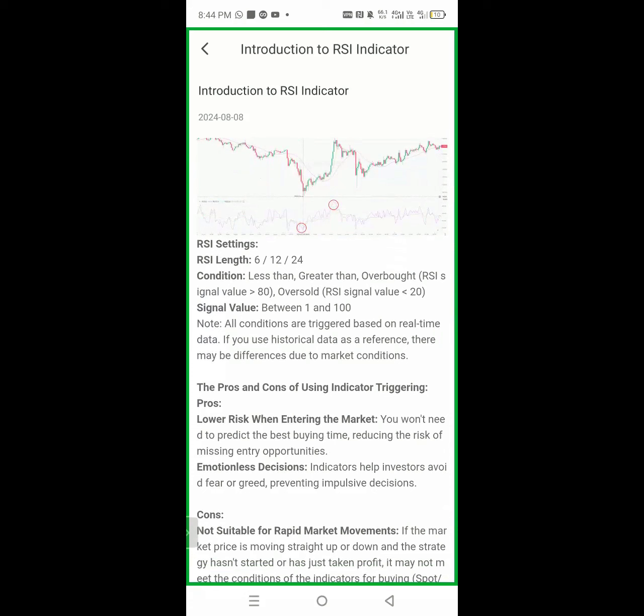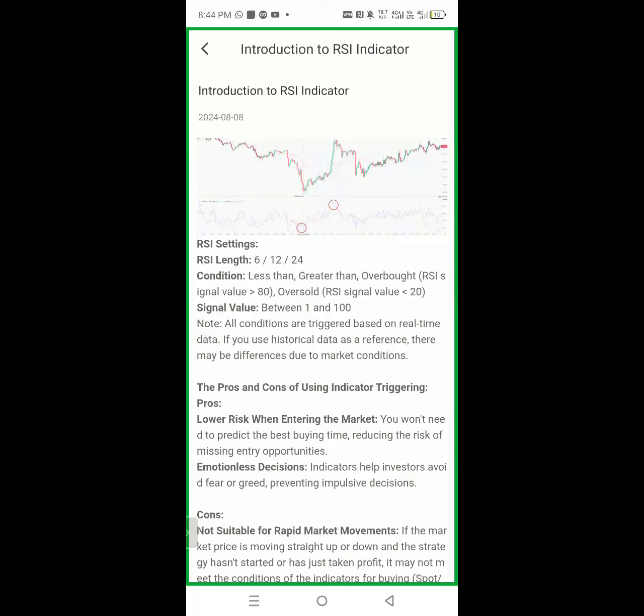Lower risks, the importance is it's lower risk when entering the market. You wouldn't need to predict the best buying price, reducing the risk of missing entry opportunities. So you just set it. Emotionless decision, which I've explained. Indicators help investors avoid fear or greed, preventing impulsive decisions.